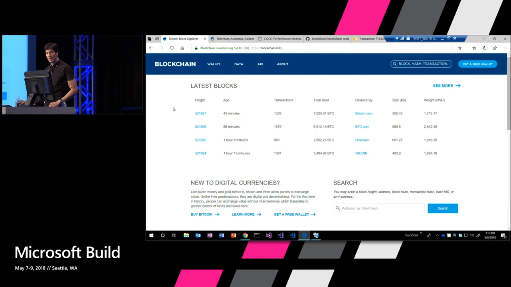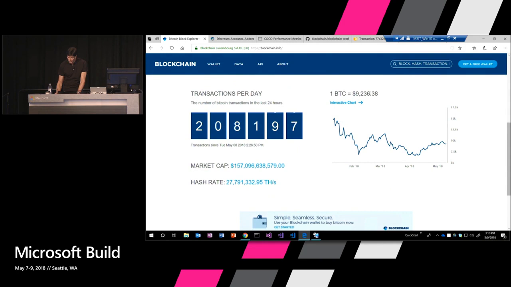And you can see at the top of it, we see something called blocks. I'm going to talk about that later. But if you scroll down, you can see some interesting stats. So there's Bitcoin's value right now, 9,200. You can see the number of transactions a day. So this is the number of transactions that have been executed on the Bitcoin network in the last 24 hours. You can see here the market cap, 157 billion.